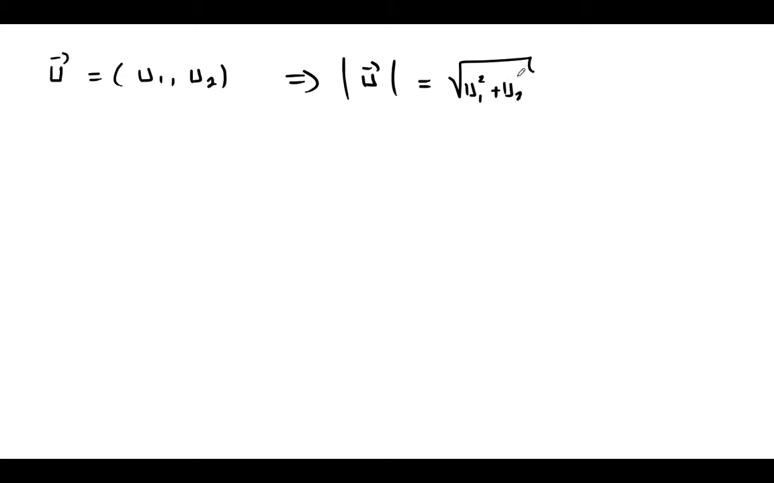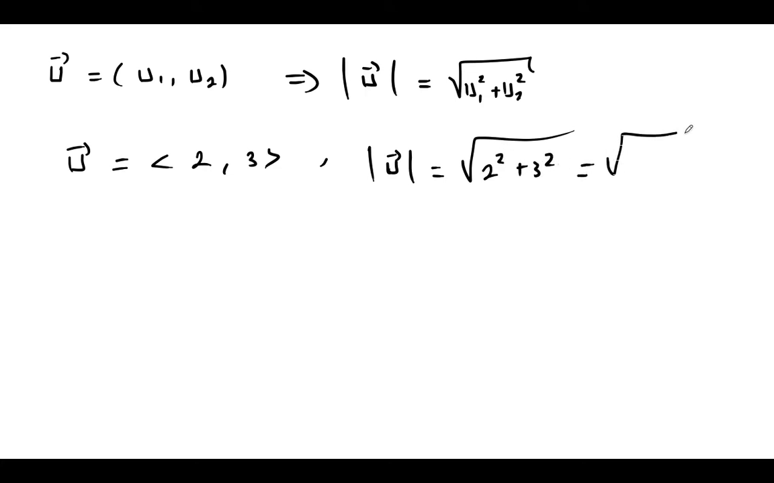So if I have the vector u, which is u1 comma u2, its magnitude, which means its length, is equal to the square root of u1 squared plus u2 squared. For example, if I express the vector u such as 2 comma 3, then its magnitude will be square root of 2 squared plus 3 squared, which will be 4 plus 9, so it will be root 13 units.